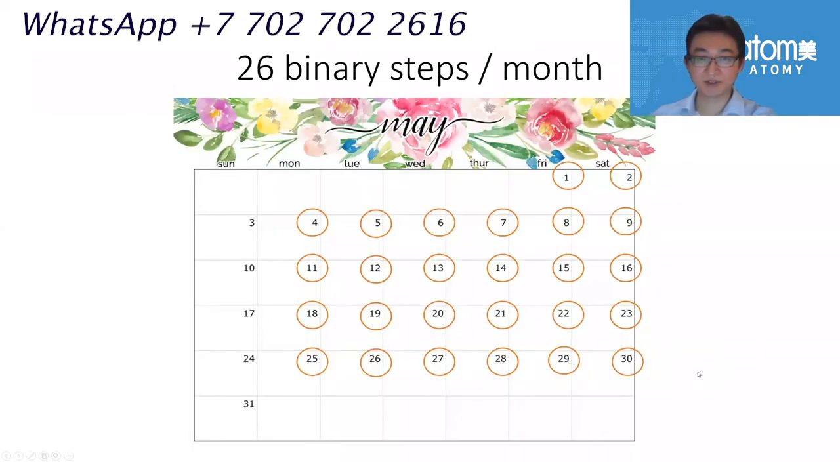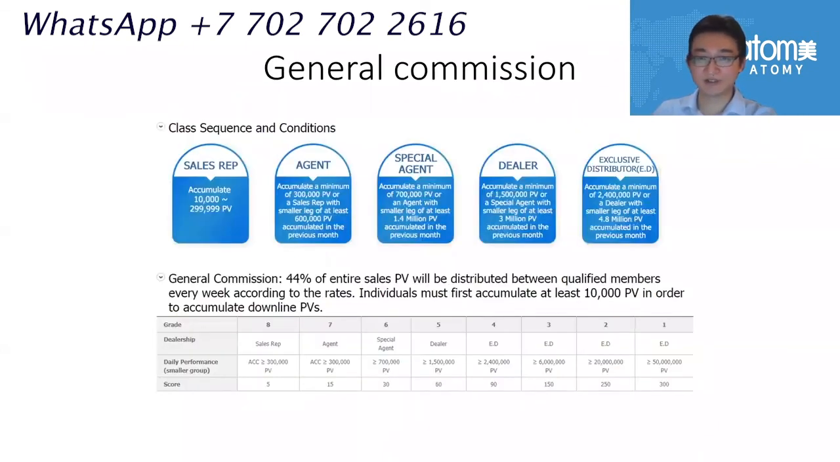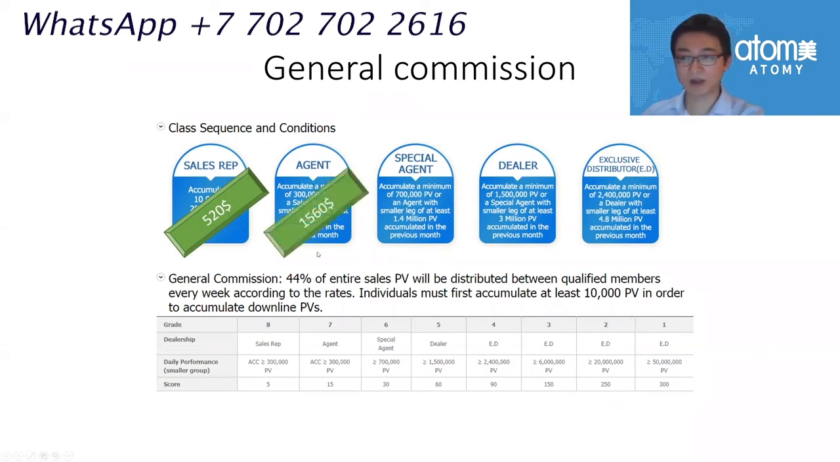So binary steps are one of the main sources of income. And how much money can you earn via binary steps? Let's take a look at this screen again, and you can see that there are 5 levels of distribution in Atomy. So you can become a sales rep, an agent, a special agent, a dealer, and an exclusive distributor. So how much money can each person earn? A sales rep can earn around $520. An agent can earn $1,560. Special agent, $3,120.